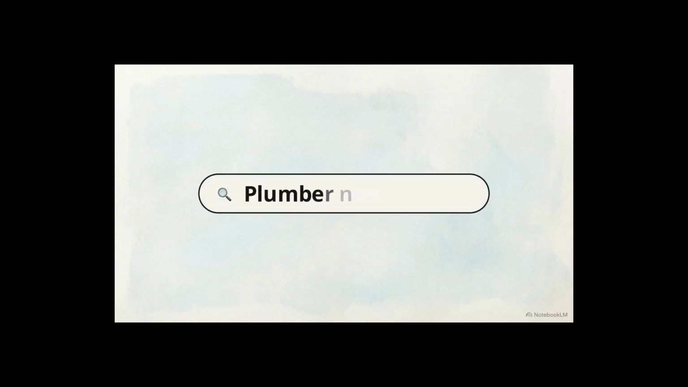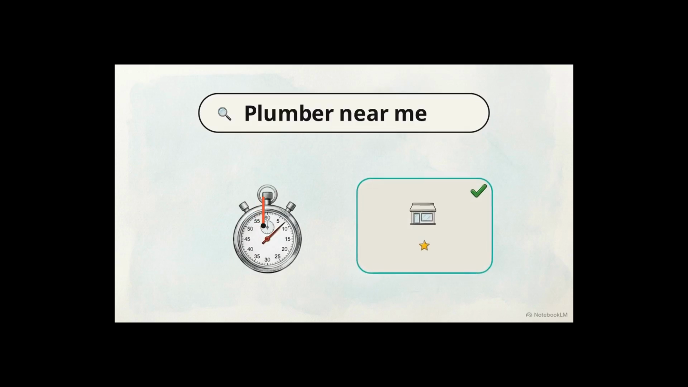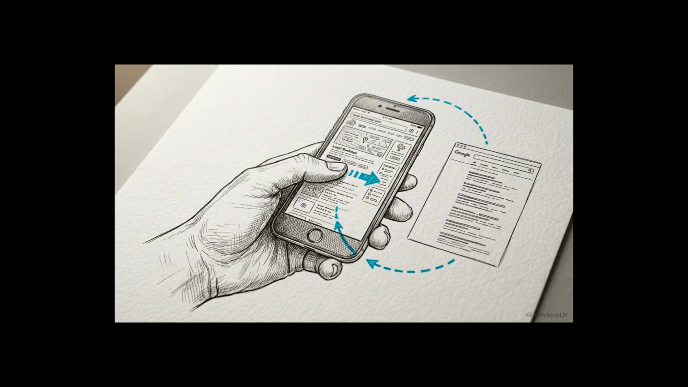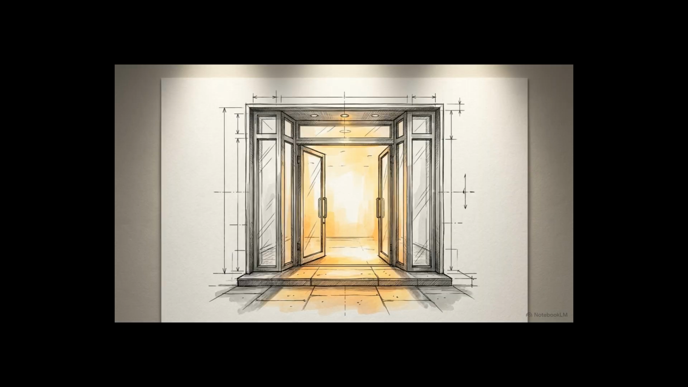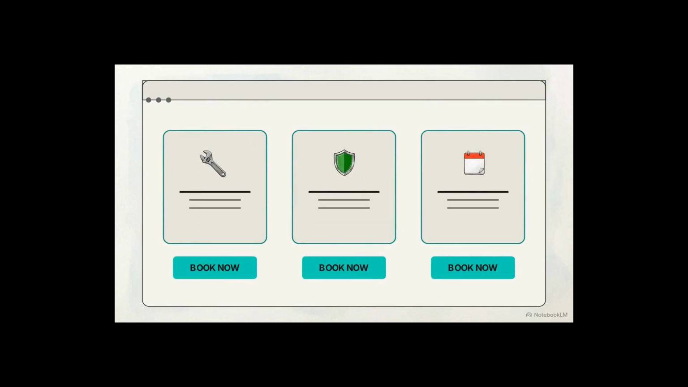But local search traffic moves fast. Visitors give you about 3 seconds to prove you can solve their problem. A cluttered list of 20 options creates friction that drives potential customers straight to your competitors. To fix this, we use a digital front door strategy. You feature exactly 3 core offerings on the homepage, each paired with a clear, immediate booking action.